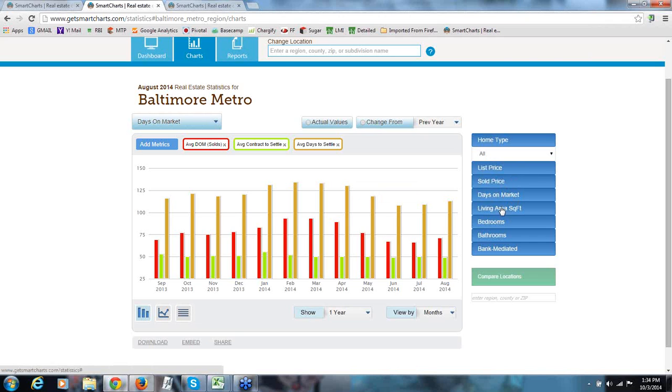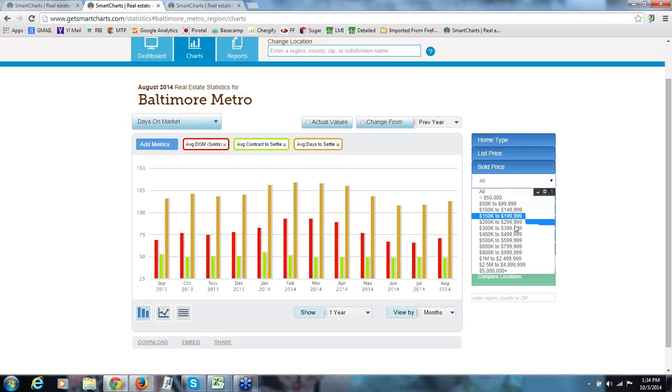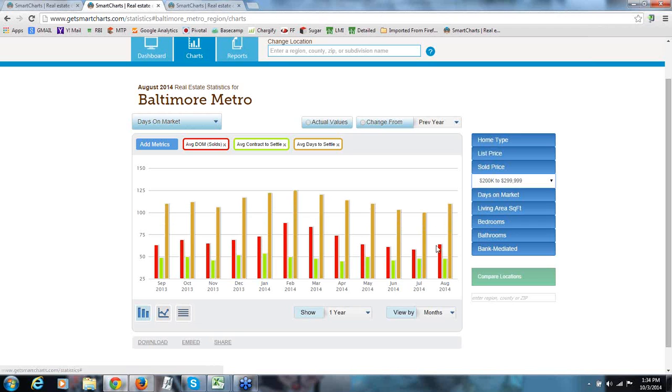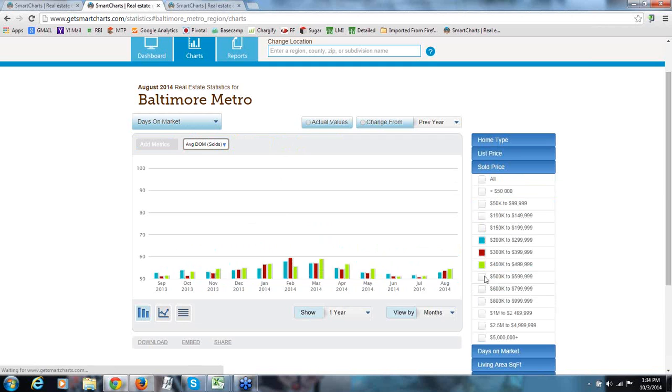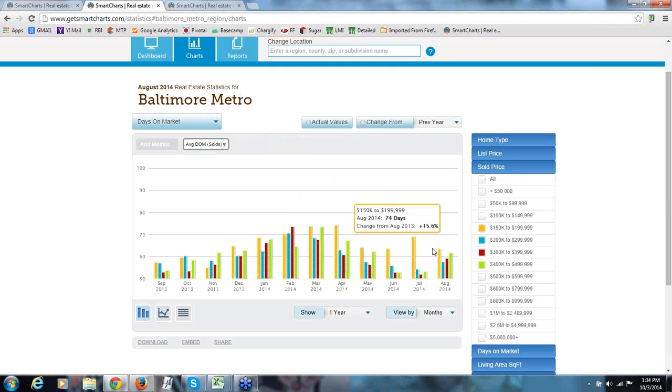You can switch this to see how long it might take for homes in their price range. So let's say you have a client that's selling a place in the 200 to 300K. We can see whether or not it takes longer or is the same amount of time. If I only have one of these turned on, then I can compare sold prices or price ranges. I can turn on various price ranges and see which ones are selling fastest.